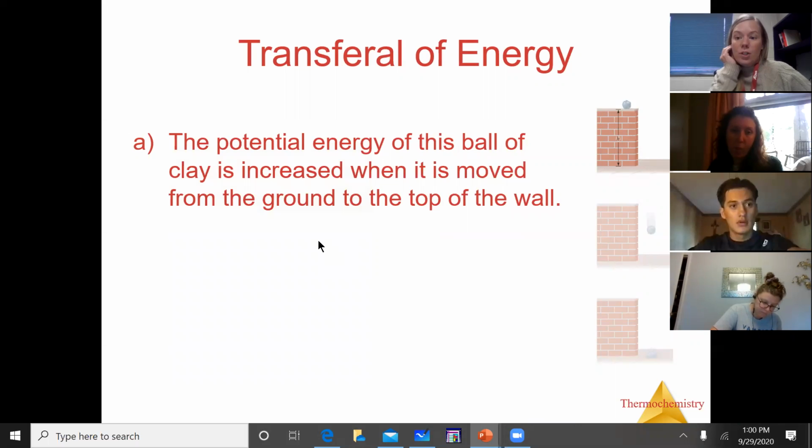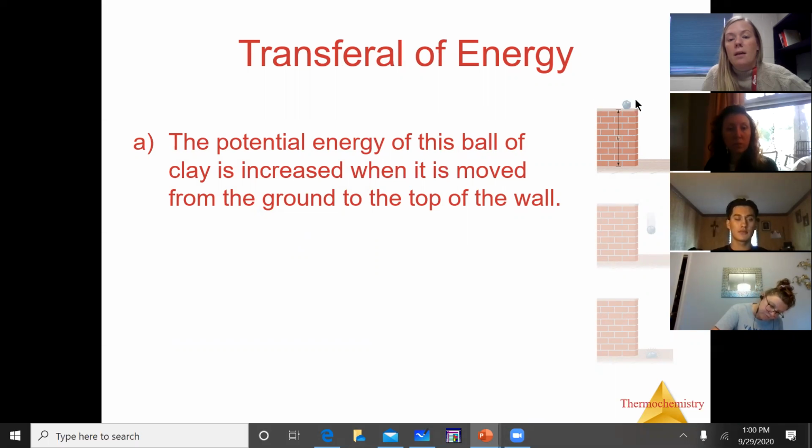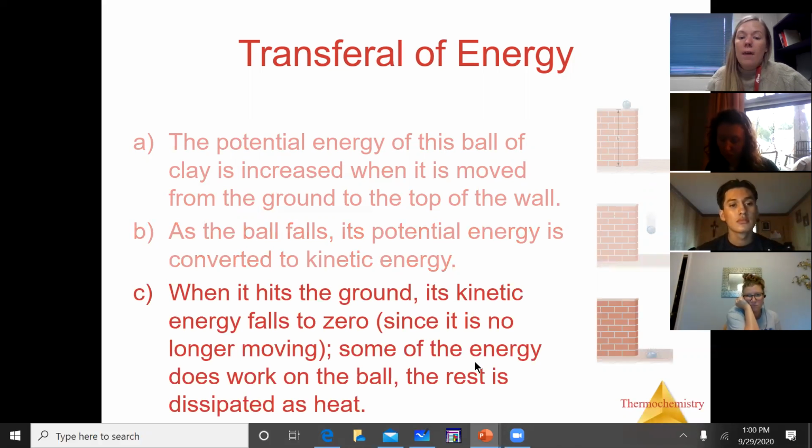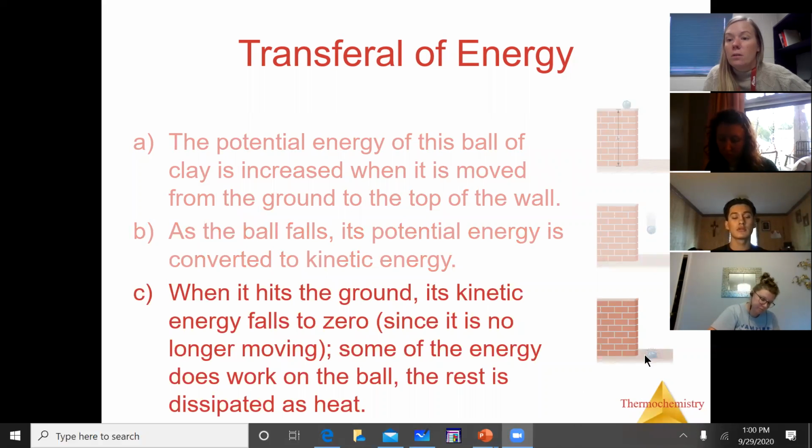So all energy is transferable. When we look at a ball that's placed up at the top of this brick wall, as we move it up from, say, the ground up to the top of this wall, we've used kinetic energy, we've moved it up to the top, and we've stored potential energy in it. As the ball rolls off and then falls off the side, that potential or stored energy is now converted into kinetic energy. And then when the ball hits the ground, its kinetic energy will almost immediately fall to zero.